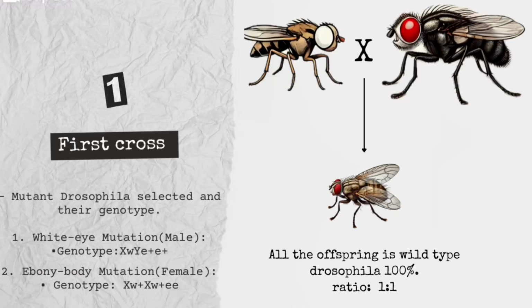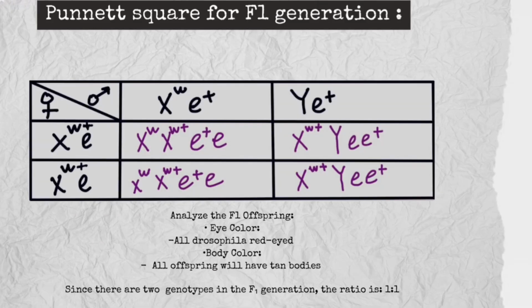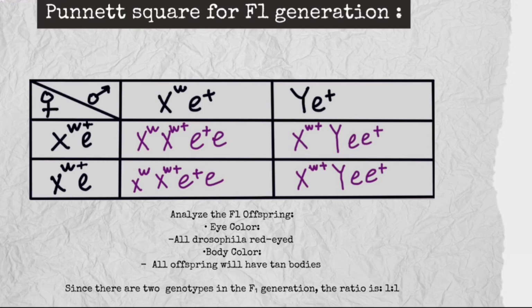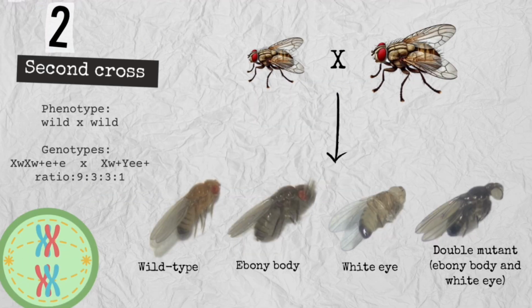First cross: a white-eyed mutant Drosophila male with an ebony-body mutant Drosophila female. The result is all offspring are wild type. The traits align perfectly with our prediction. The Punnett square for first-generation analysis, F1 offspring: all Drosophila have red eyes and tan bodies, and the ratio was 1:1.